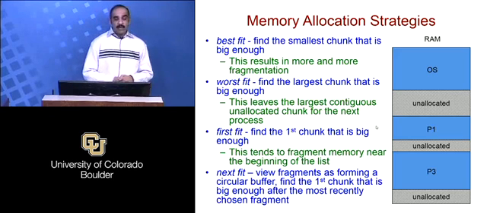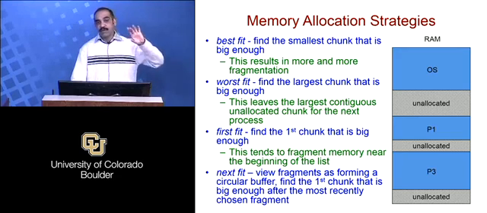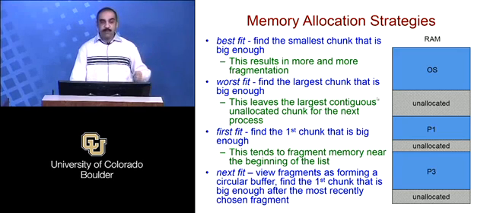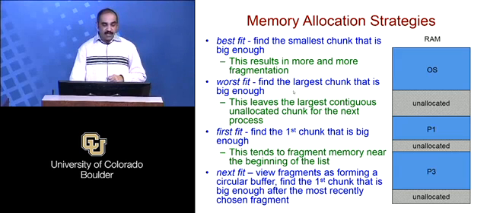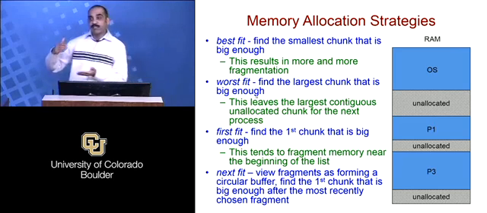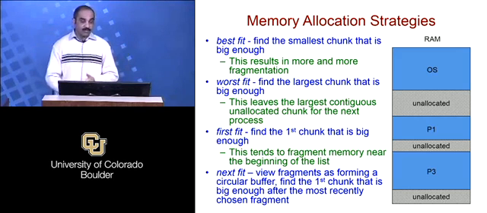So for memory allocation, there are several strategies. One is best fit, which means find the smallest chunk that is big enough. That is actually a bad idea, because when you find the smallest chunk that is just big enough, you will be left with lots of smaller chunks. Worst fit is to find the largest chunk that is big enough. This works well, but the only problem is that in order to find the worst fit, you have to look at all the chunks that are available to decide which one is the largest.